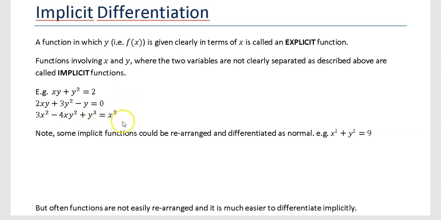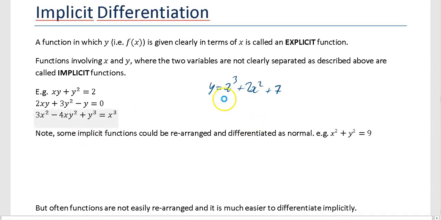Now, these are implicit functions as there's a mixture of x and y terms, and you're not just given y as a function of x. So this, for example, would be an explicit function, where you can see your y is given as a function of x, and that doesn't happen in an implicit function. So it's a wee bit different, a wee bit more tricky to differentiate an implicit function, as we will see.